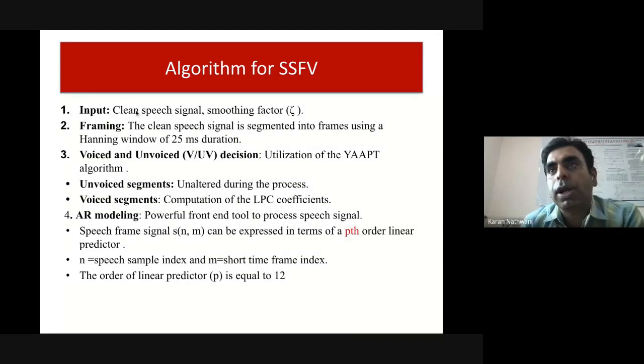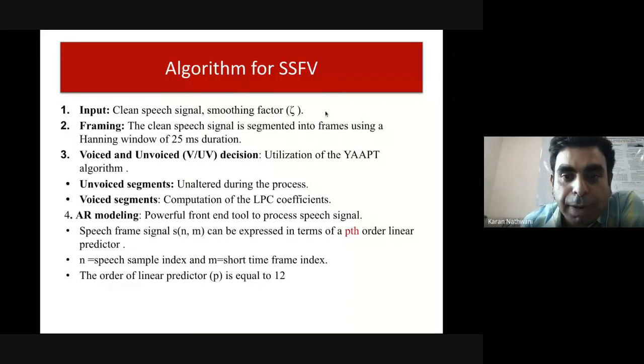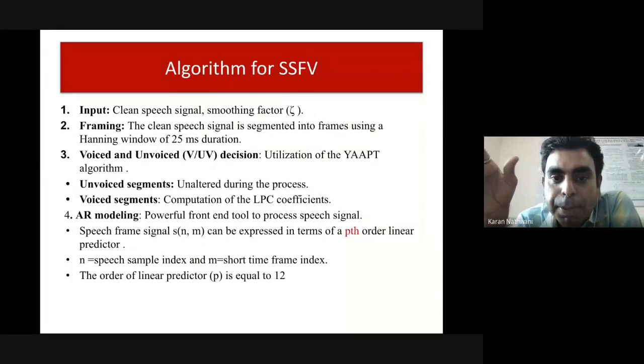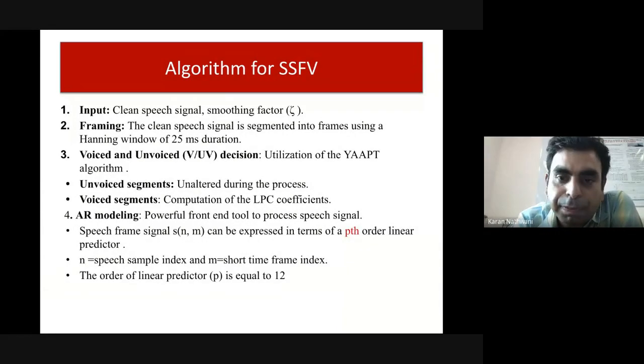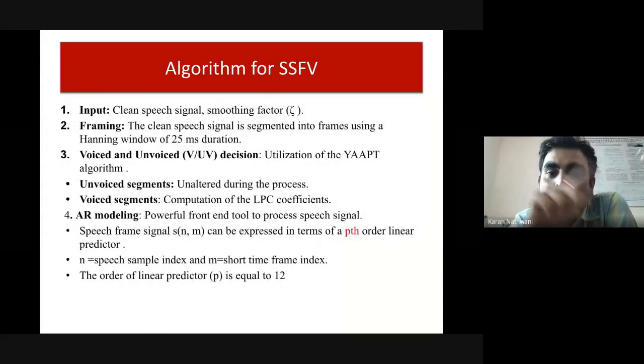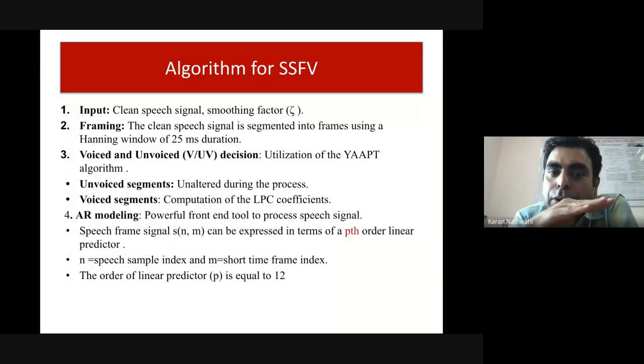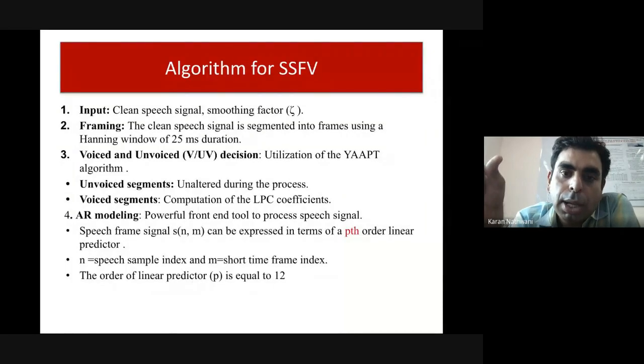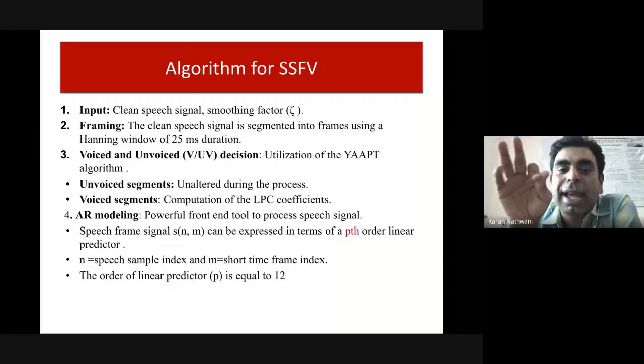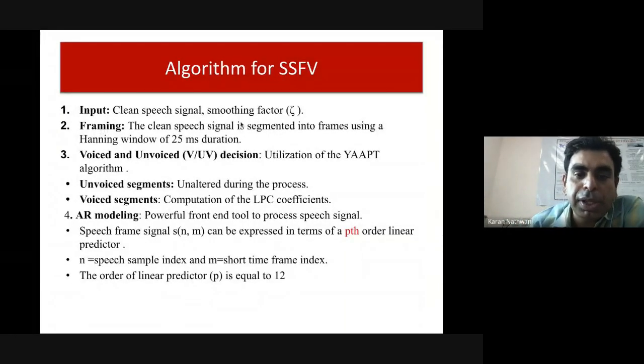So what are the inputs for this algorithm? You have the clean speech signal, that is your original voice. Then you have a smoothing factor, because of interpolation. As I told you in an example, three students A, B, C: one has 60, second 30, third 50. You may have an interpolation between A and B, then between B and C. With the same interpolation factor, you actually do the smoothing across the time frames. So this is what is being done in this case as well. So these are the inputs.